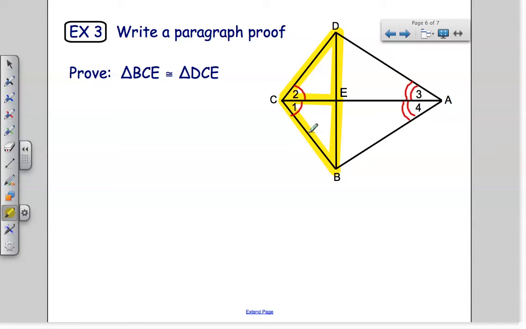Let's see if I have enough info. I have these angles in the triangles congruent. I definitely know that this side is shared in those two triangles. Do I have anything else?